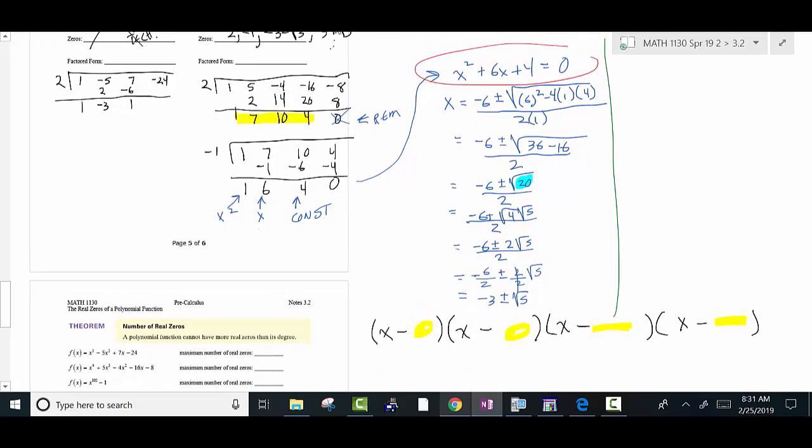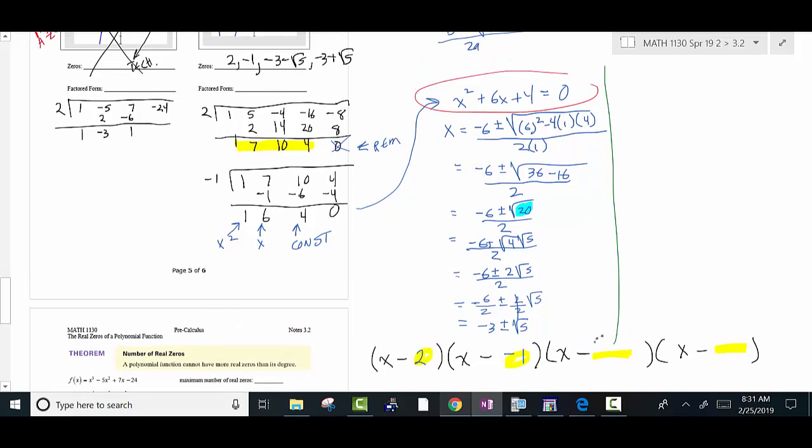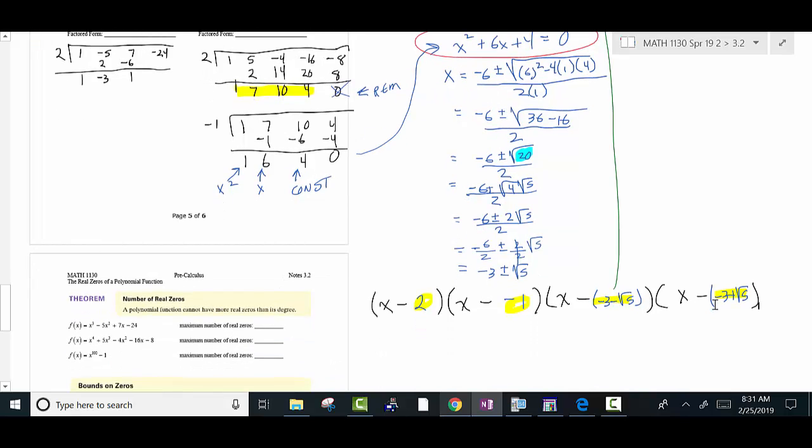I had 2, I had negative 1, and then I have, and you have to have this in parentheses, I had negative 3 minus root 5, and then I had negative 3 plus root 5 like that. Now we have to simplify that a little bit. So we had 4 zeros, and again, the structure is x minus a number. Now you're going to have minus minus, so you'll have to simplify some of this. So what you would get is x minus 2, x plus 1 is what that would be.